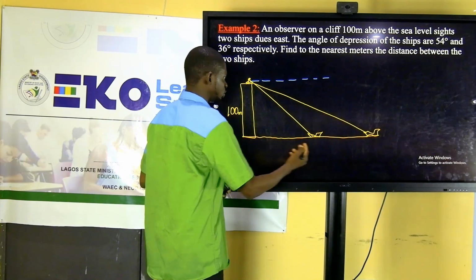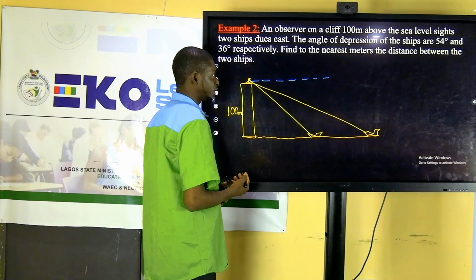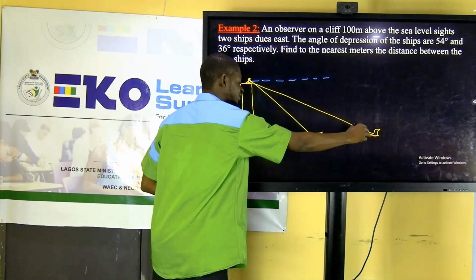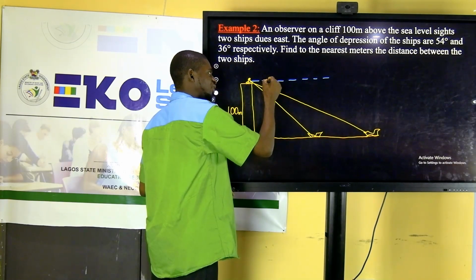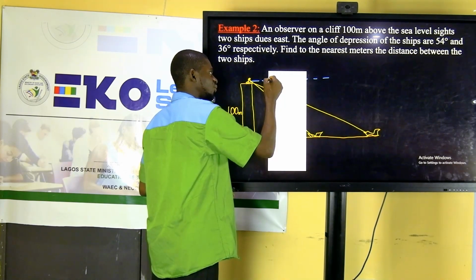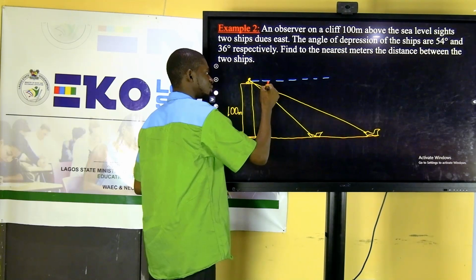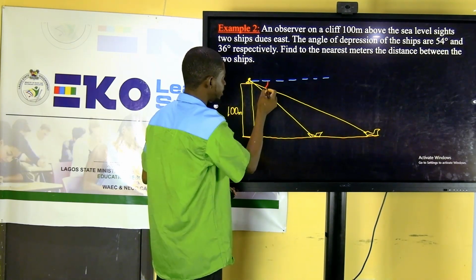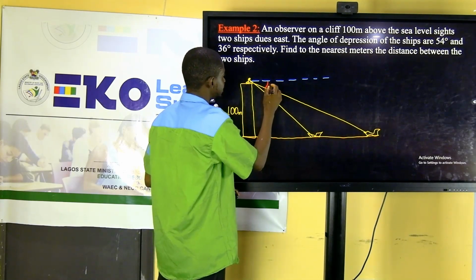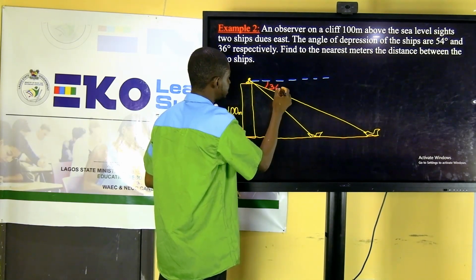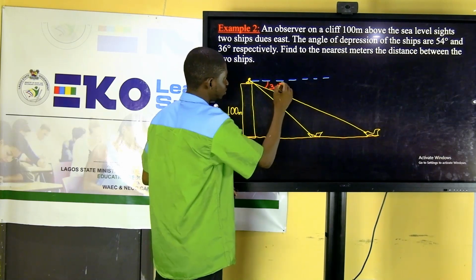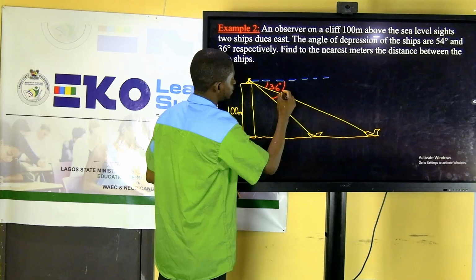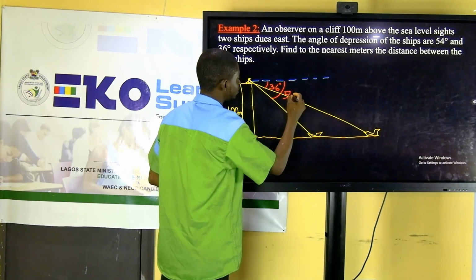So the one that is closer, right? So we are going to look at it. The first one is sighted first. Angle of depression, you pick it from here. Look at this. That's the first one, which is the smaller one, 36 degrees, while the big one here, that's the angle of depression, which is 54 degrees.